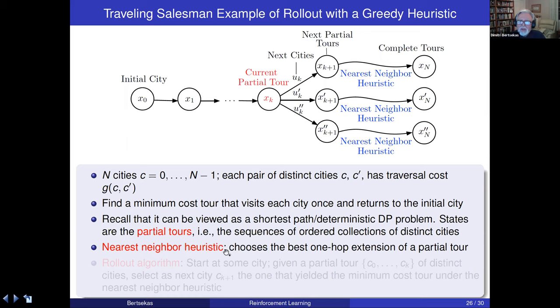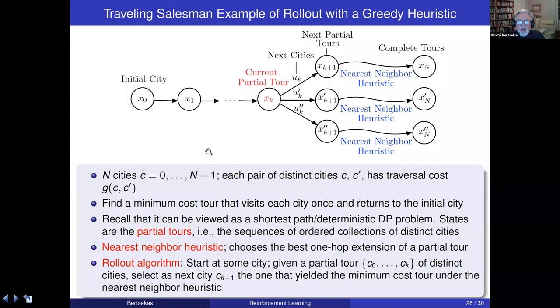So the rollout algorithm starts at some city, and given a partial tour, let's say, consisting of the cities, it looks at all the remaining cities and chooses the one that has minimum one-step traversal cost. Then after it goes to the next city, it looks again at the remaining cities, looks one hop ahead and goes to the next city and so on, and completes the tour in this way.